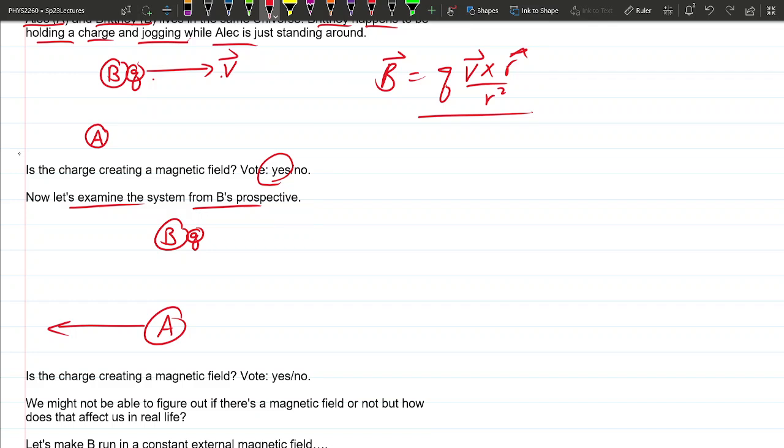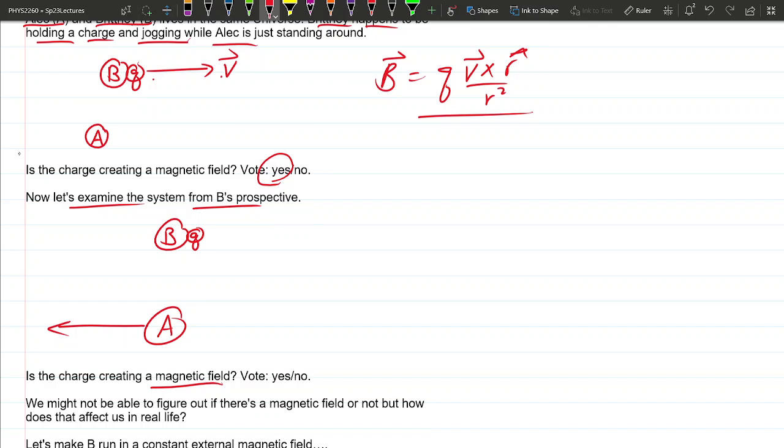So now I'm going to give you this case once again, where the charge is not moving. Is there still a magnetic field? How many of you think there is still a magnetic field? Okay, so two, not as many as last time. How many of you think there is no magnetic field now, just because we switched the perspective?